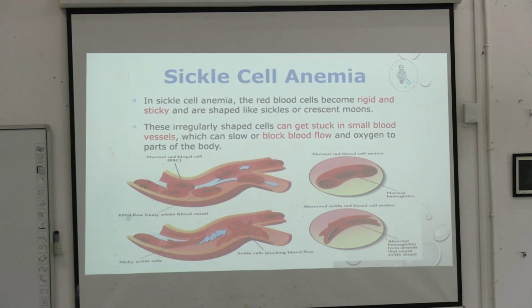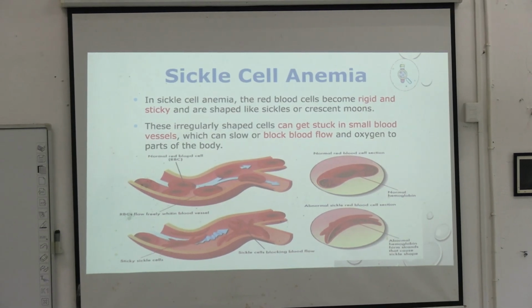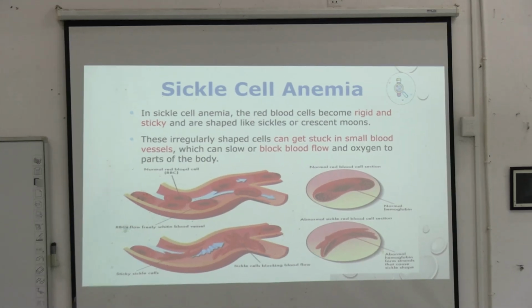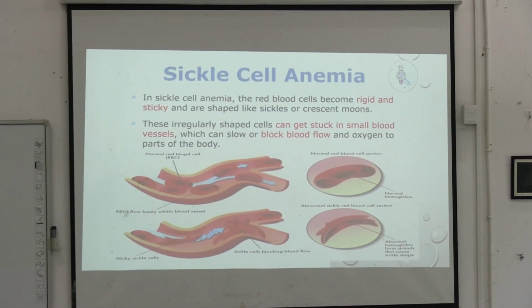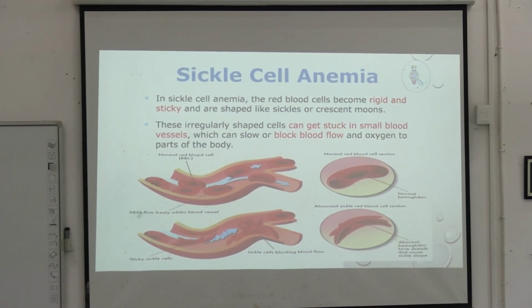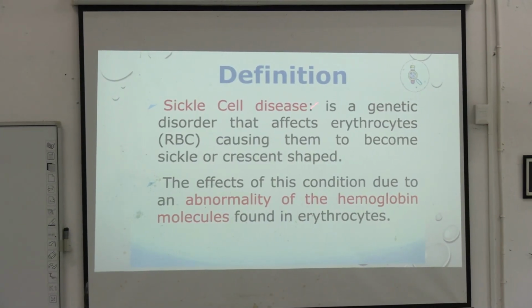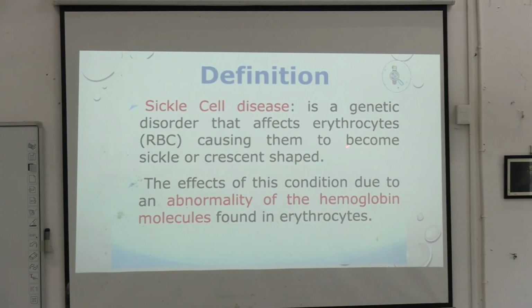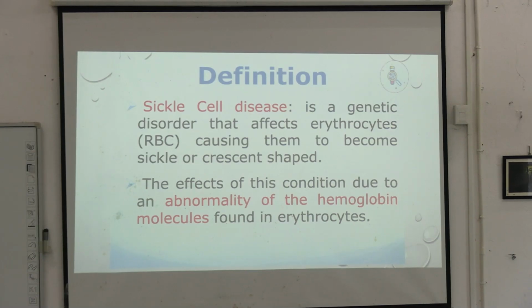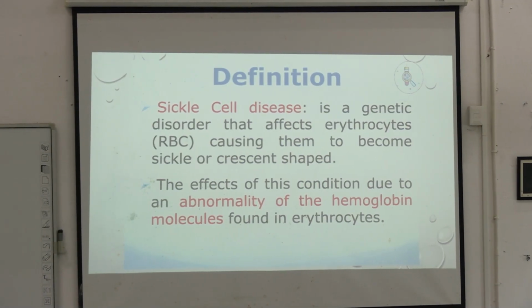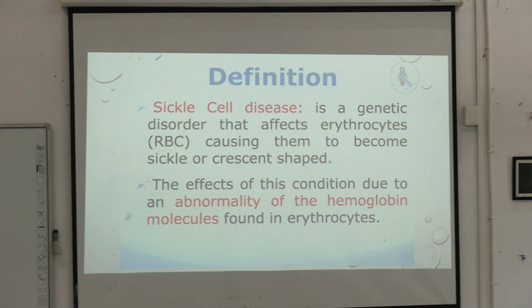And if the vessel walls get clogged or blocked, what will happen? Your organs will not get enough oxygenated blood, right? So it will lead to organ damage, if your organs do not get proper oxygen supply. So now this is a definition. It is a genetic disorder that affects erythrocytes, causing them to become sickle shaped, and it is an abnormality in the hemoglobin.